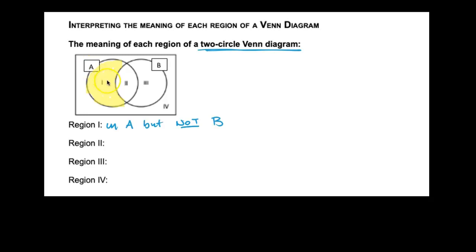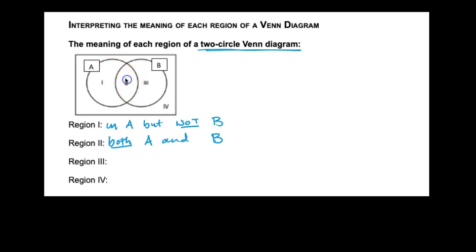Okay, so now we're going to look at region 2. So region 2 is right here, and I'm going to go ahead and highlight that. So that's where all of A and B intersect each other. And so if an element is in the center where A and B overlap, we say that element is in both A and B because it's in both of those circles.